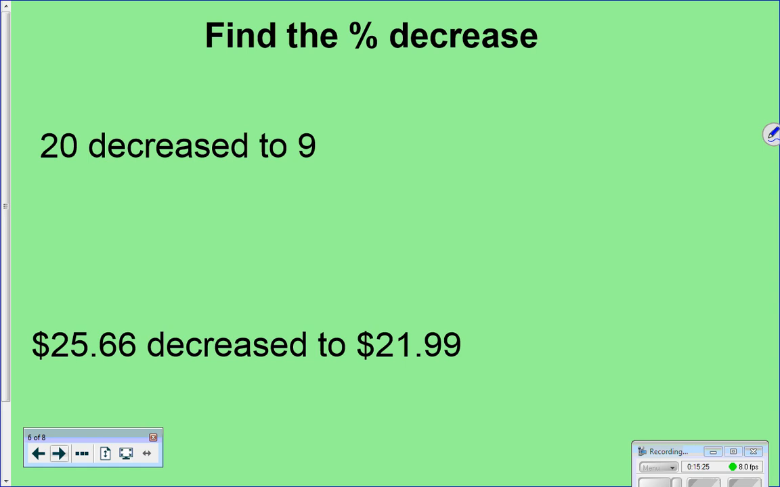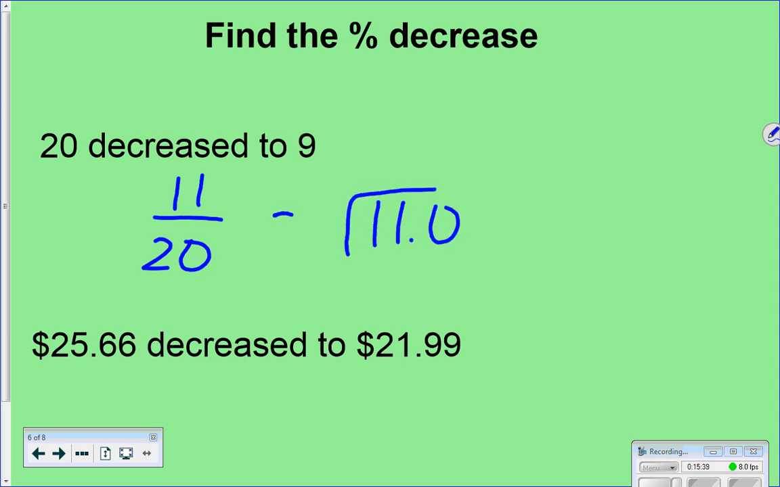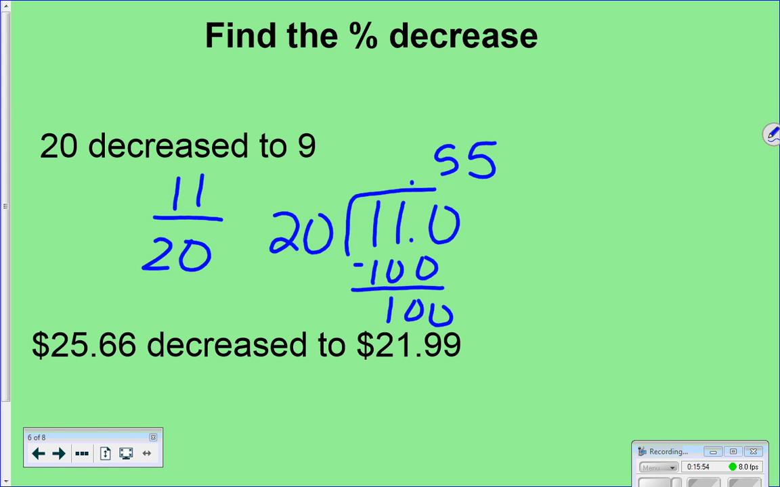So what did it change? How much money did it change? $11. 20 minus 9, 11. Okay. So $11. But what did it start at? 20. I'm going to do my math again. See, it goes in 5 times. And then it ends, actually, which is kind of nice. Which turns into 55%. Right? This isn't so bad.